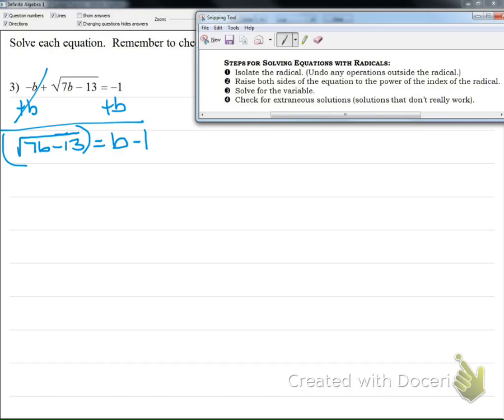Then I need to square both sides. We're on step 2. Square both sides to get rid of the radical after we've isolated it. That'll cancel out that radical, and you are left with everything that's underneath it. So 7b minus 13 doesn't change at all. Equals, there we have that binomial squared, so let's expand it.